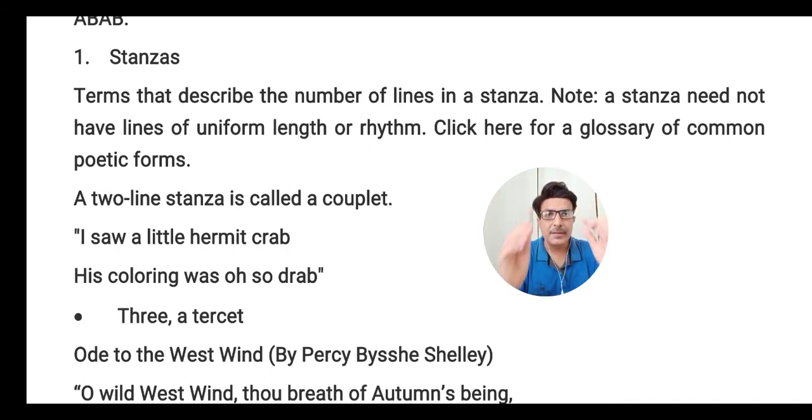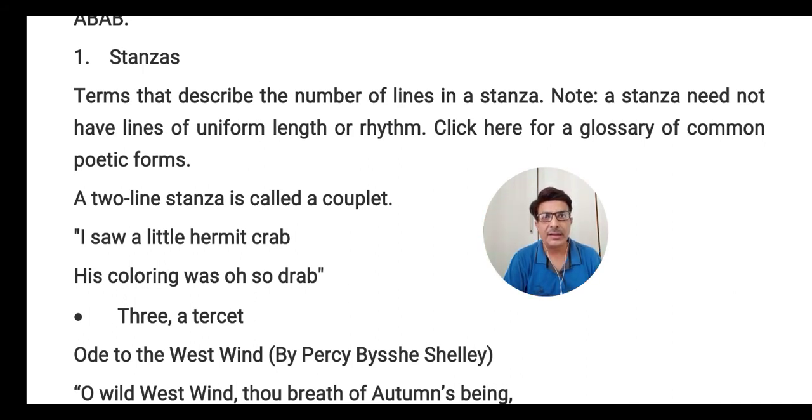First we begin with the stanzas. There are different types of stanzas available in English literature, in English poetry. What is a stanza? A stanza is a group of lines used in poetry. Now, this group can be a small group, it can be a bigger group also.